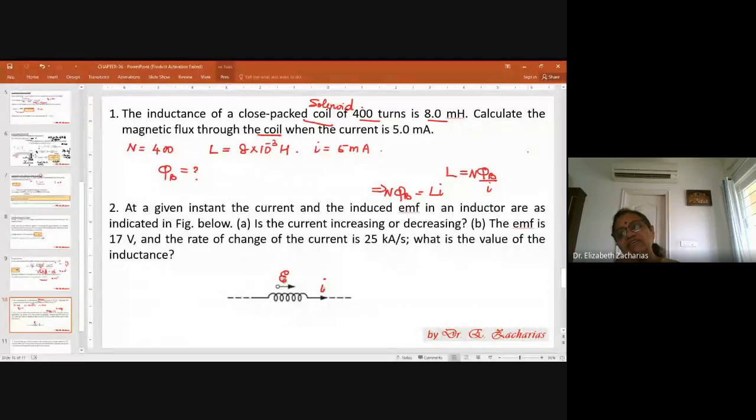Next, EMF is 17 volts. Di by dt is 25 kiloampere per second. What is L? EMF is equal to L di by dt. That's all.